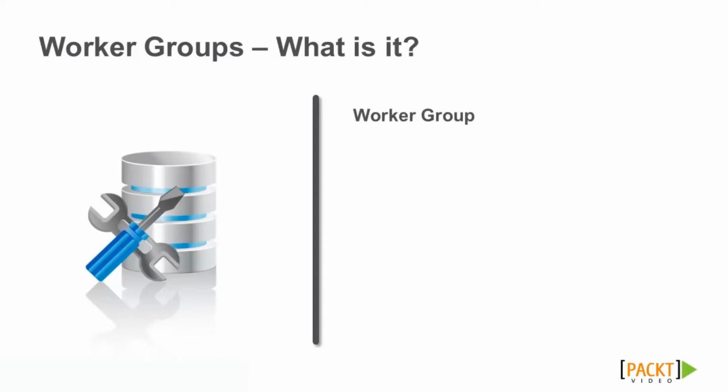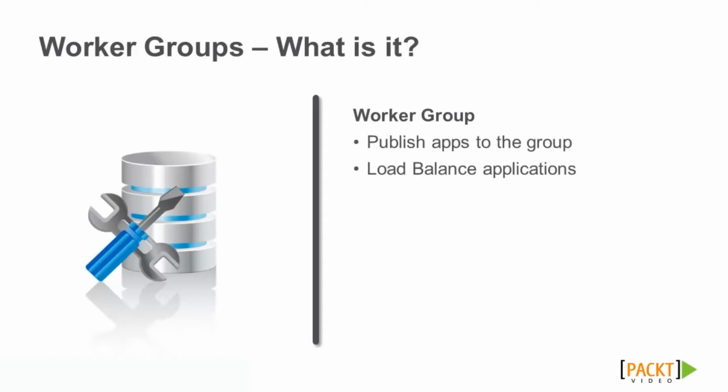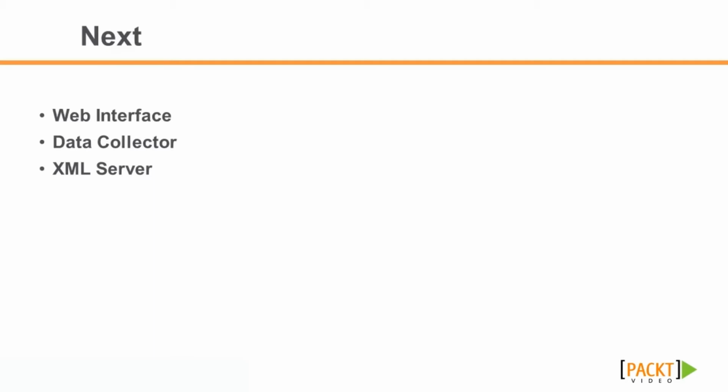Using worker groups, you can streamline application publishing to multiple farm servers by adding more servers to the group, and load balance access to published resources. You can use the worker group filter in the Citrix Policy Manager to apply policy settings, and assign load evaluators to multiple farm servers. Next, we will talk about the web interface, data collector, and XML server.